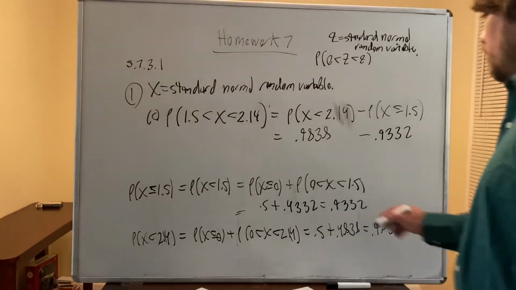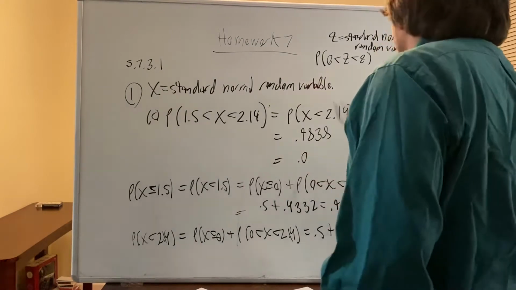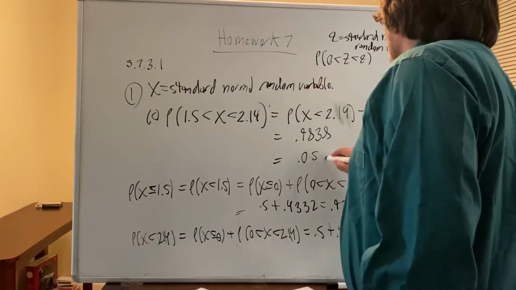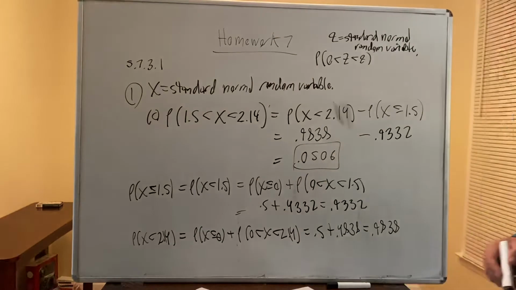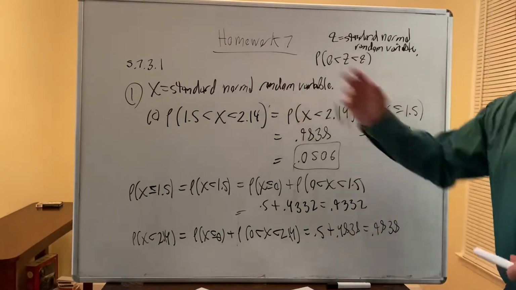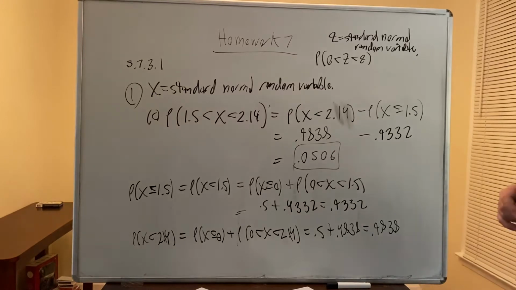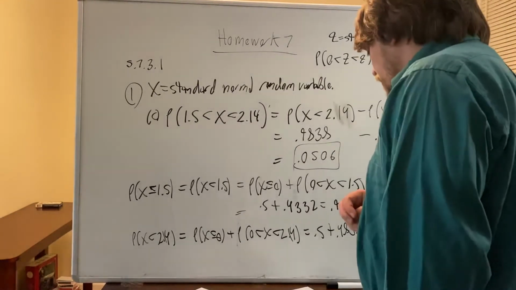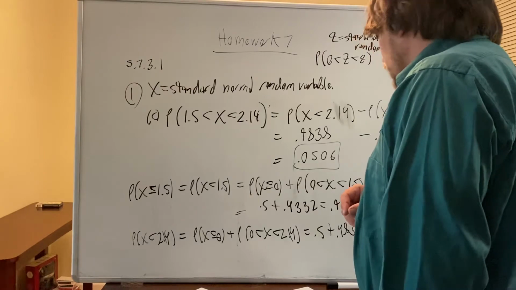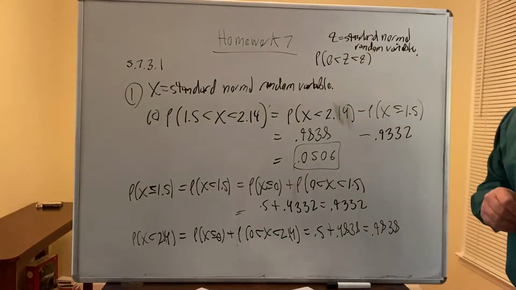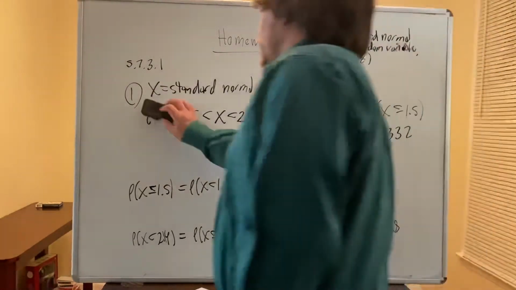0.9838 minus 0.9332 is equal to 0.0506. And so that's the probability that x is between 1.5 and 2.14, 0.0506. Okay, so that's part C.